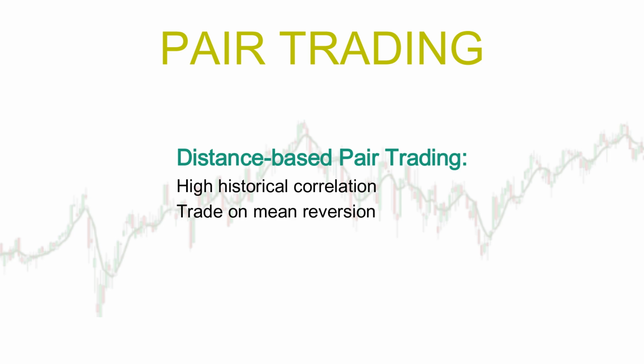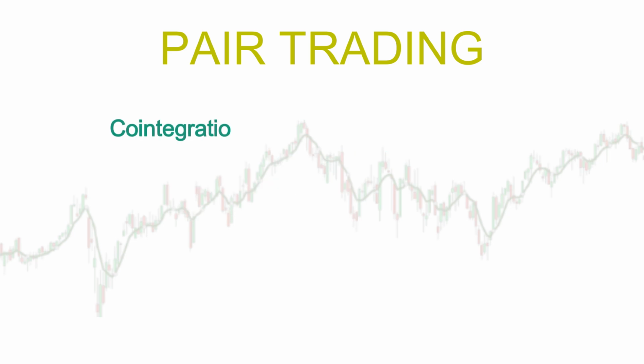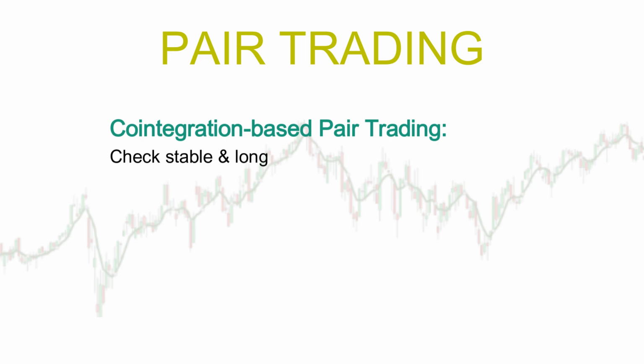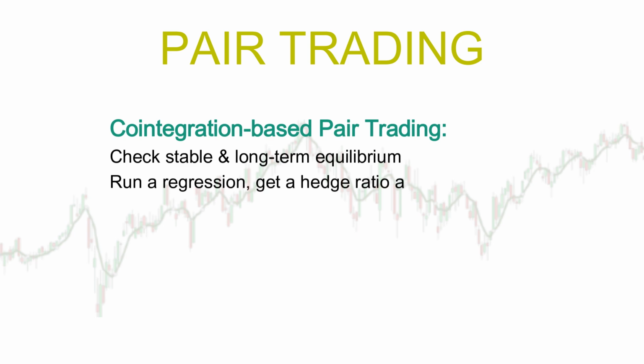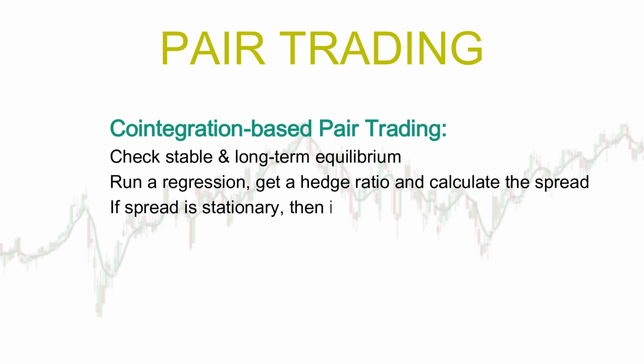The second way is co-integration based pair trading. So what is co-integration based pair trading? You check whether the pair has a stable and long-term equilibrium or not. Even if each stock drifts over time, it doesn't matter. But first you have to check whether it's a stable and long-term equilibrium. Now you need to run a regression, get a hedge ratio and calculate the spread. If the spread is stationary, meaning it naturally returns to the mean, you have a co-integrated pair.